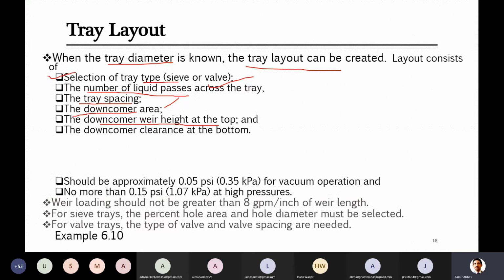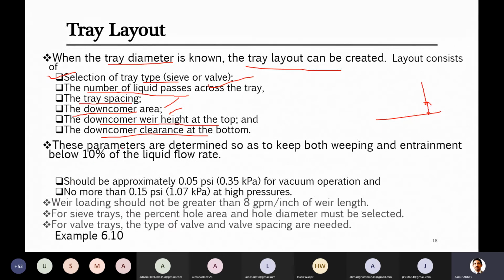Although here we didn't directly discuss it, somewhere we discussed that there should be a stay of the liquid on the surface of the tray, so that the contact between vapor and liquid can be increased. In some books like Rules of Thumb or other texts you can find values for this. And the downcomer clearance at the bottom: when the downcomer is bringing the liquid to the tray, how much should be the clearance between the tray and where the downcomer's plate ends.